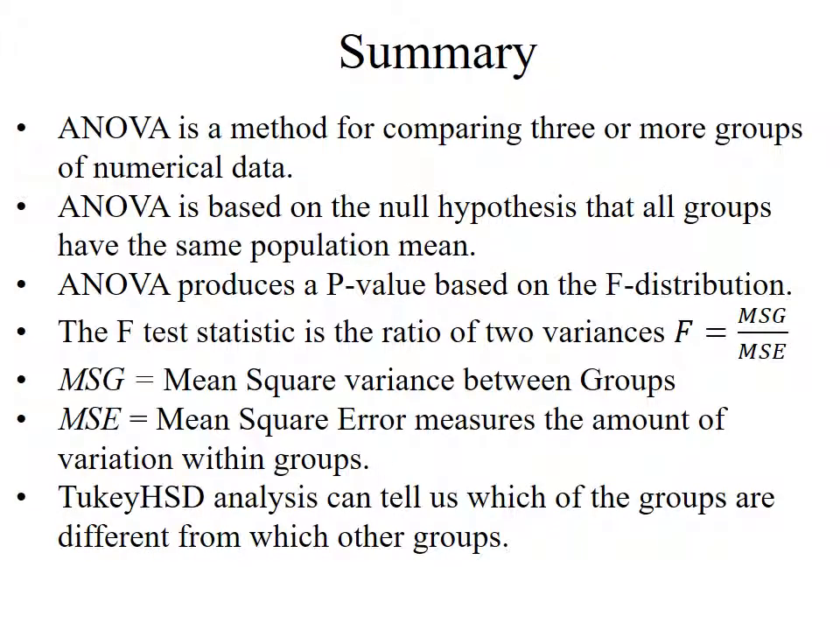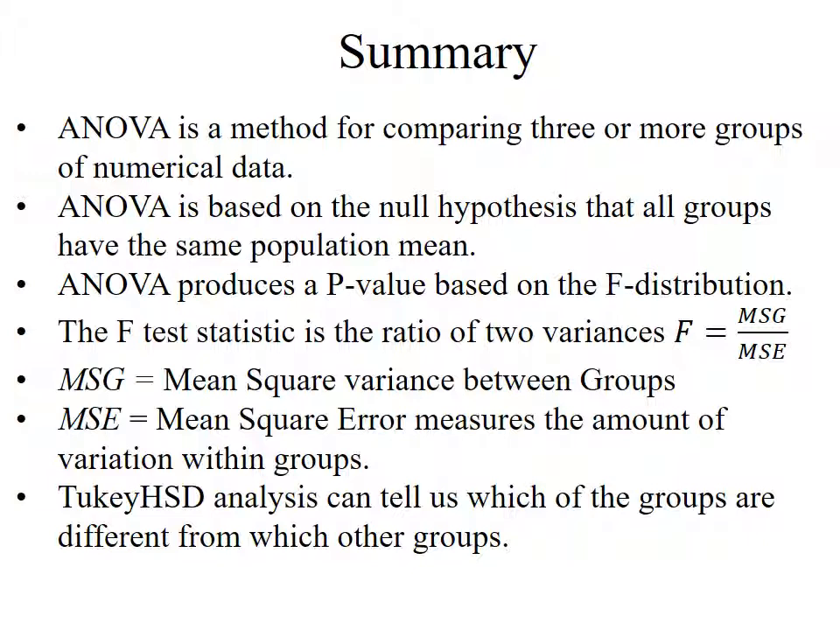All right, so here's a summary. ANOVA is a method for comparing 3 or more groups of numerical data. It's based on the null hypothesis that all the groups have the same overall population mean, and any variations are just due to random chance in picking up these samples. ANOVA gives me a p-value based on this new distribution, the F distribution. The F-test statistic comes from the ratio between two variances, where I've got MSG, which is the mean square variance between groups, and MSE is the mean square error. That's the variance based on variation within the groups.